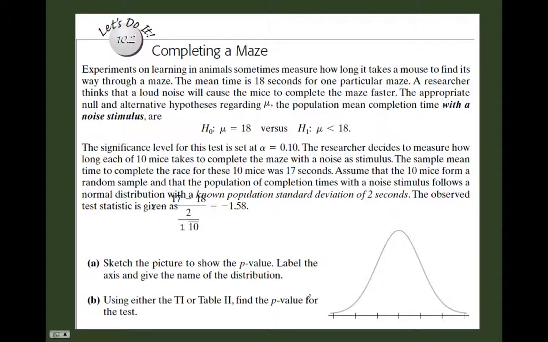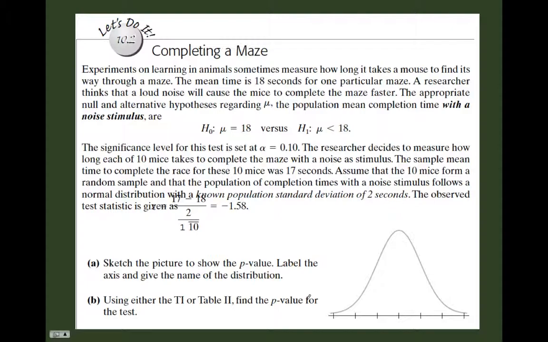The researcher decides to measure how long each of 10 mice takes to complete the maze with the noise stimulus. The sample mean time to complete the maze for these 10 mice was 17 seconds. Assume that the 10 mice form a random sample and that the population of completion times with the noise stimulus follows a normal distribution with a known population standard deviation of 2 seconds.